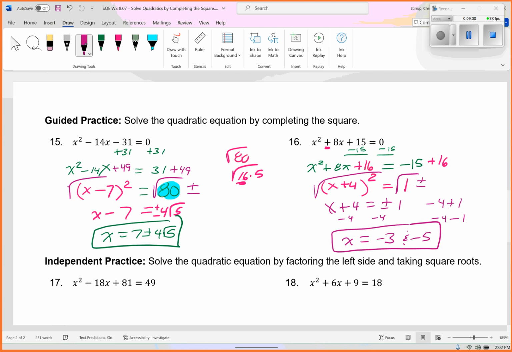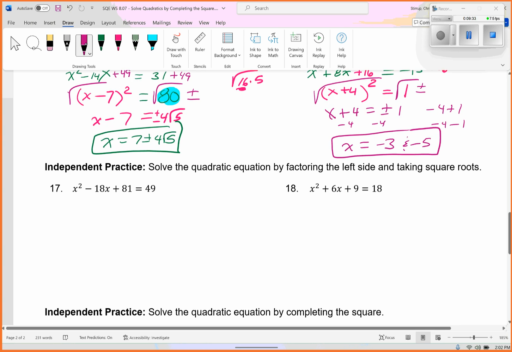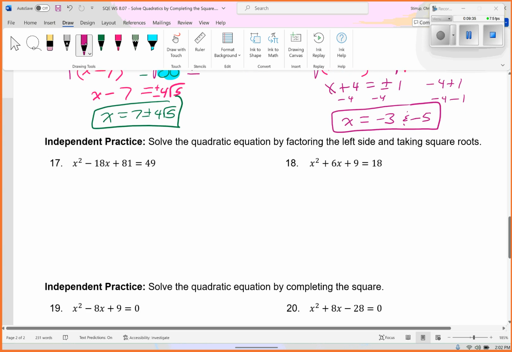Let's move down a little bit. All right. So, based on what we did on the last problems, what does it look like maybe I should do on this problem? What does it look like I should start out with? Subtracting 81, yeah. All right.